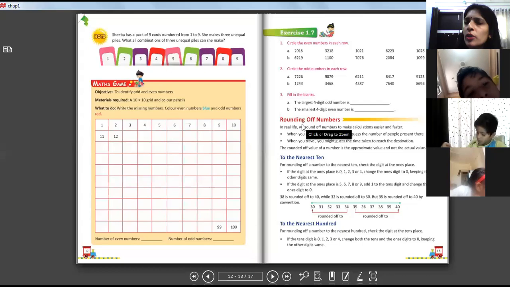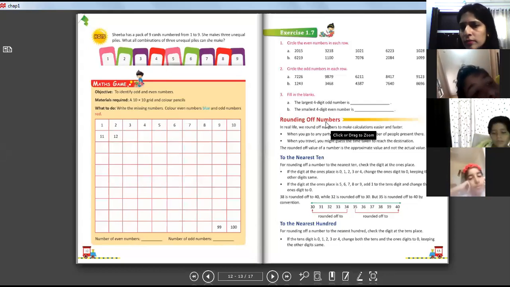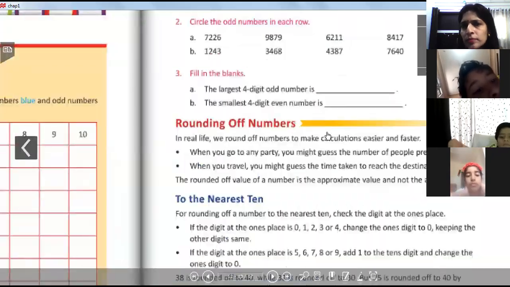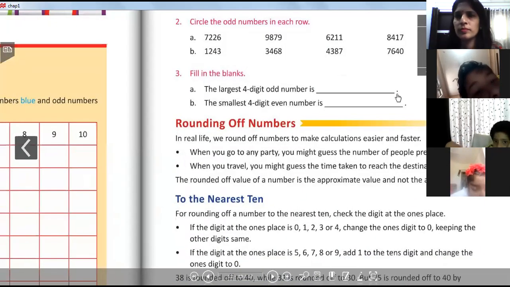Now we come to our today's topic, children, rounding off numbers. So please watch this video. But first of all, children, let me explain why we need this rounding of numbers.